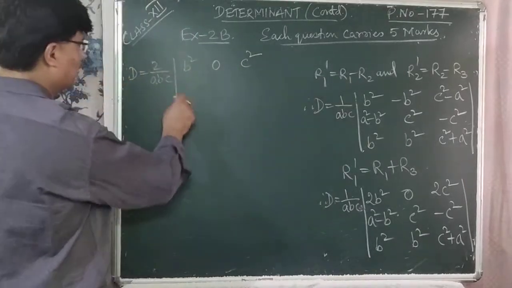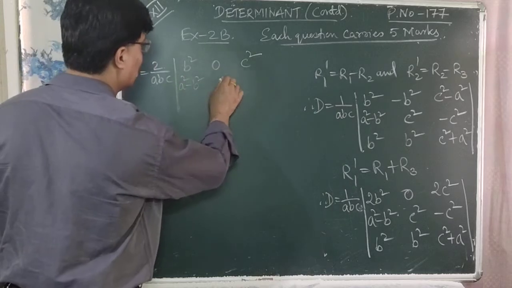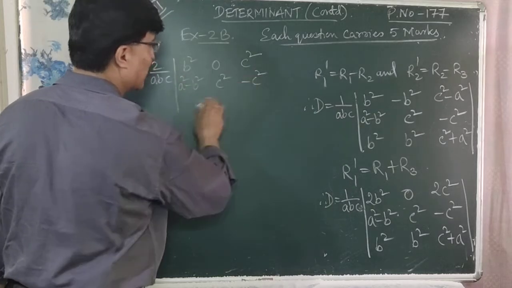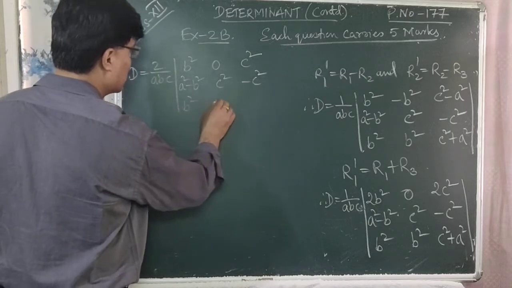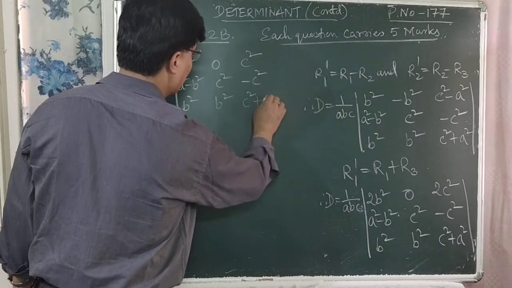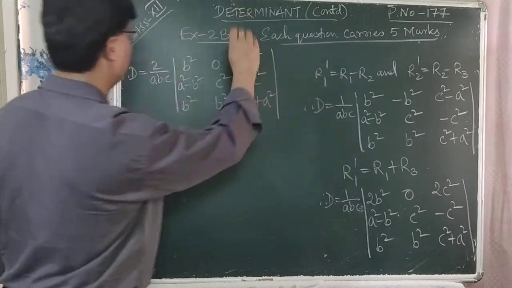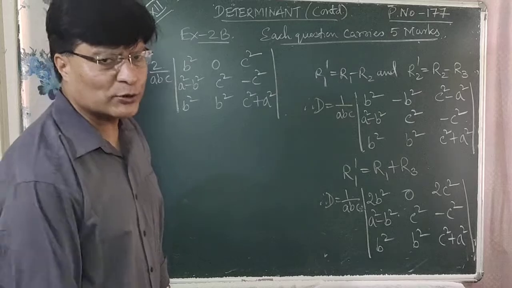What is the second row? A square minus B square, then C square minus C square, it remains the same. Third row also remains the same. B square, and then what? C square plus A square. Is it clear now?